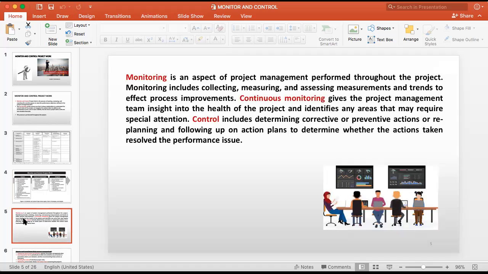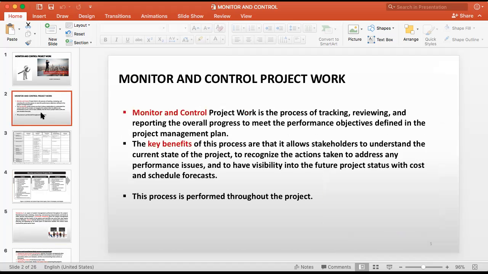Now this is the PMP literature, so we'll go by that one. Monitoring and control project work. Monitoring and control project work is the process of tracking, reviewing, and reporting the overall progress to meet the performance objectives defined in the project management plan. That is what monitoring and controlling means. In the monitoring and controlling process, you track the progress, you review it, and report on the overall progress.